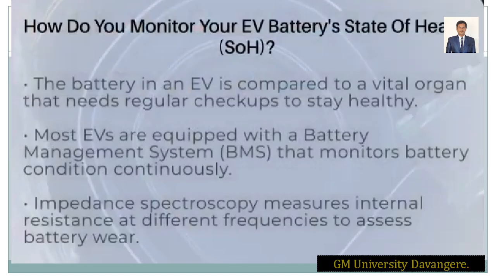Think about the various factors such as the new cells and the aged cells, with respect to the resistance. When you talk about the resistance, impedance spectroscopy measures the internal resistance at different frequencies to act as a battery wear indicator. So here the internal resistance will tell you something. The internal resistance of the battery is nothing but, we have the EMF, and in the EMF you have the internal resistance. So what does the internal resistance of the battery actually mean?